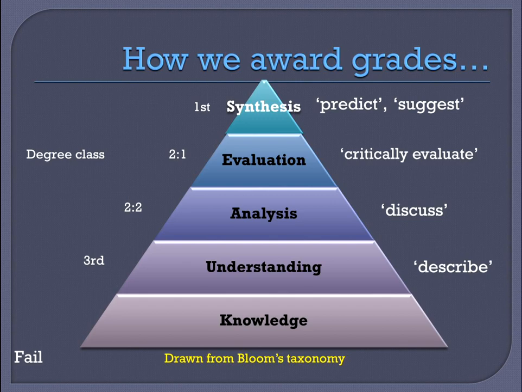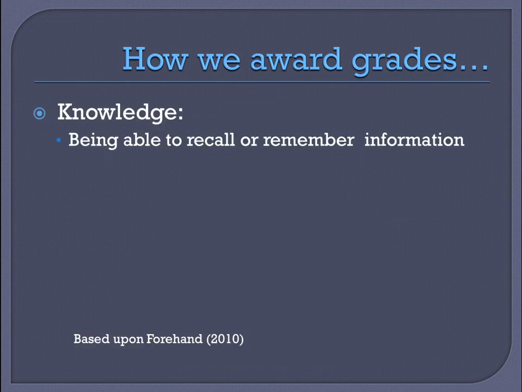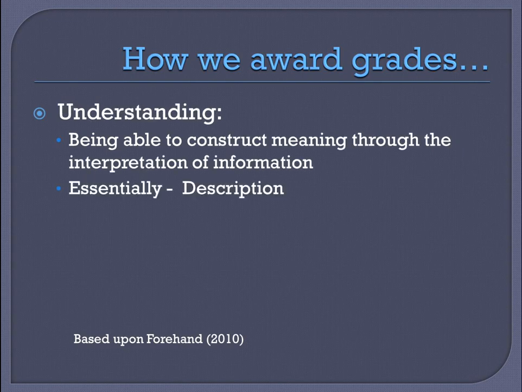And you can see it starts off at the bottom with knowledge and goes all the way up to the top with synthesis. So to run through each of them, the first one, knowledge, is very simple. It's being able to recall or remember information. And the second one is understanding, being able to construct meaning through the interpretation of that information. In other words, you read something and you demonstrate that you're understanding it by describing it and putting some form of written work together that shows that.